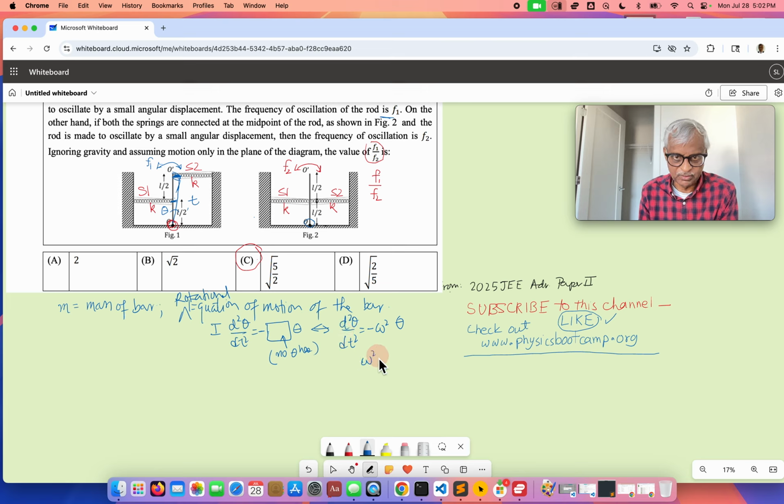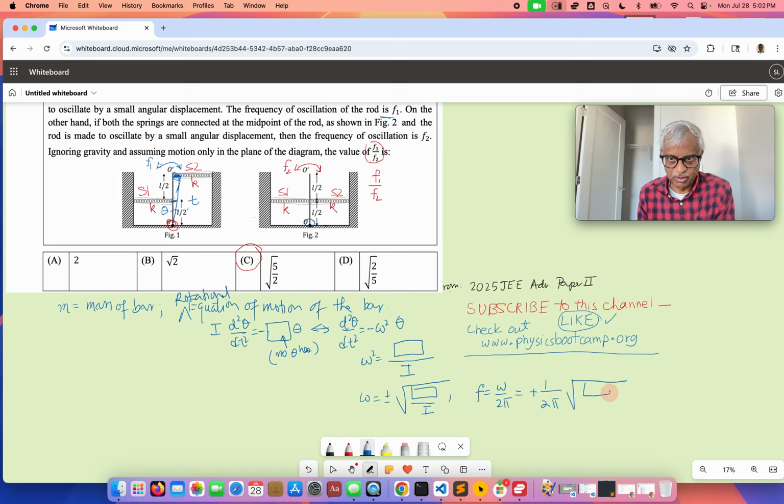So omega squared will be whatever is in the box over I. Okay. What's omega? Omega is the angular frequency. So omega is plus or minus the square root of box over I. And frequency is omega over 2 pi. So the frequency, taking just the positive root, will be 1 over 2 pi times the square root of box over I.